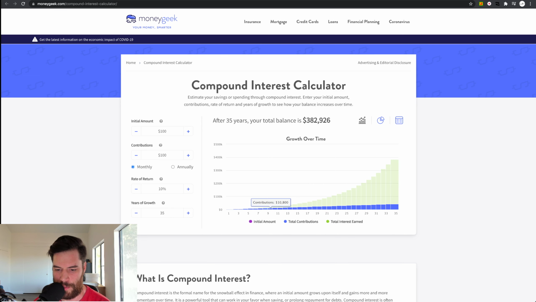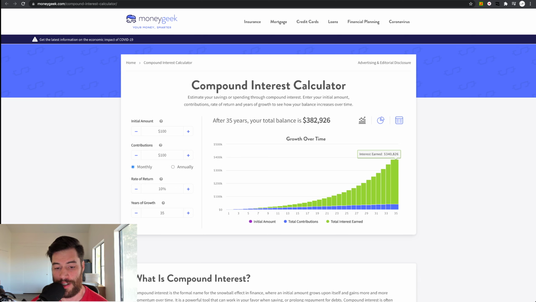Down here in the blue, that is how much you contributed over the first year, second year, third year, fourth year, just barely anything. If you do a $100 down payment and then $100 a month for the next 35 years, you will have put in $42,000. That's how much you have actually put in, your actual money. But how much will you actually get with the compound interest of only 10%?